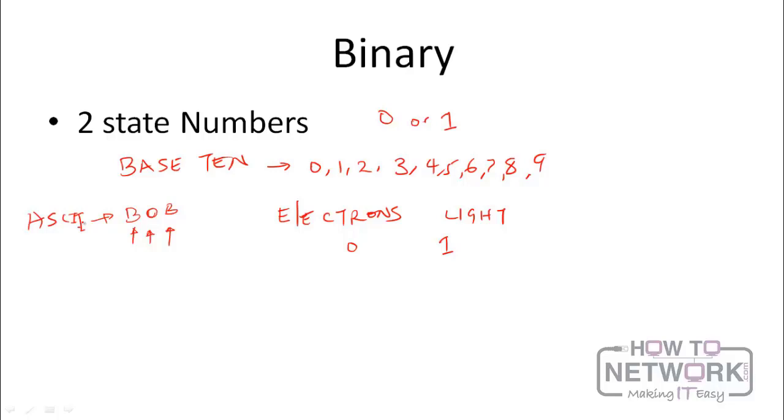So yeah, you have binary numbers, which are zeros and ones. In terms of IP addresses, we have 32 bits of this, and they're expressed in dotted decimal.